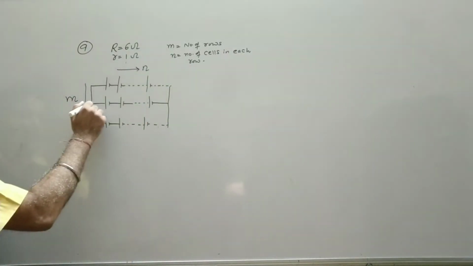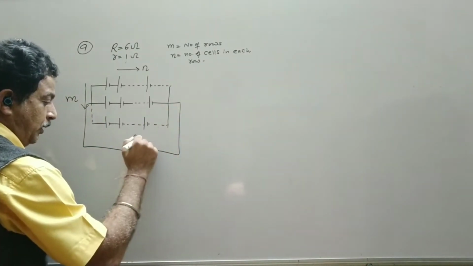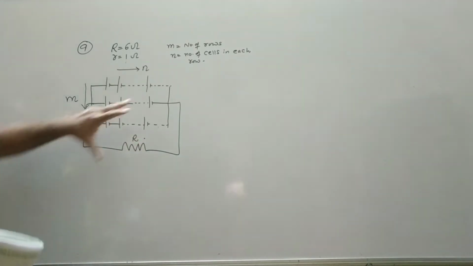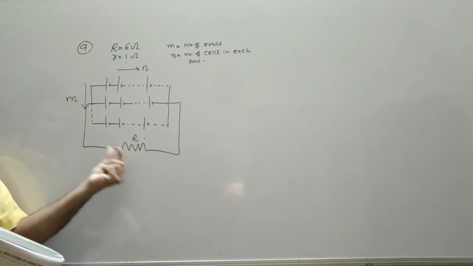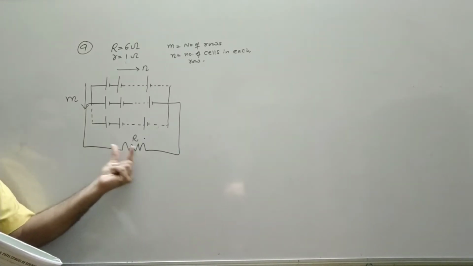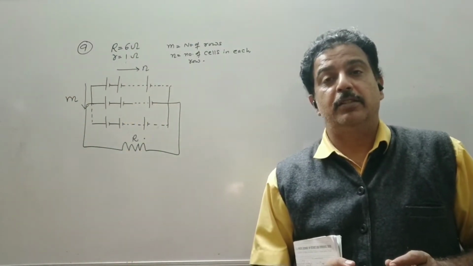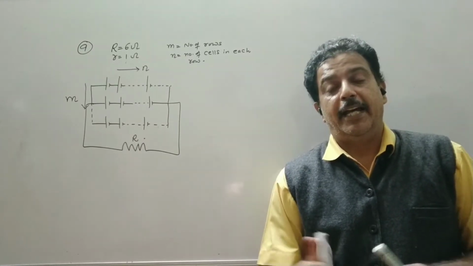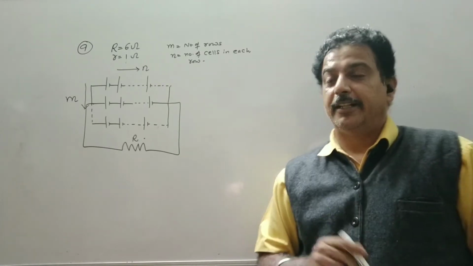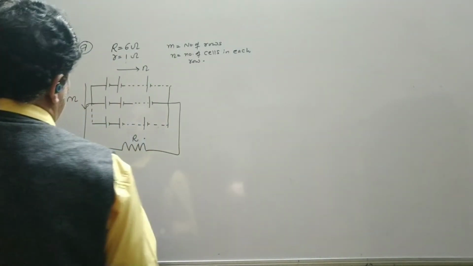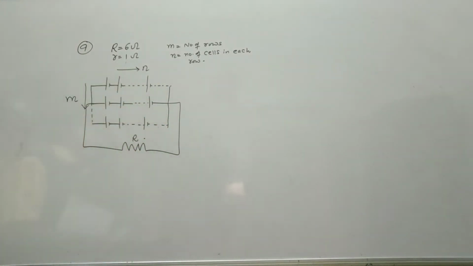Now we have an external resistance, capital R. We have to find out how these cells should be connected so that the maximum power is dissipated across this resistance. If you remember our theoretical portion, for maximum power dissipation the external resistance should be equal to the internal resistance. So first we will find the equivalent resistance of this circuit.